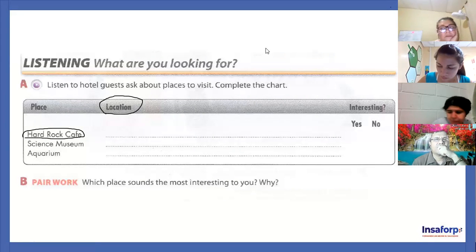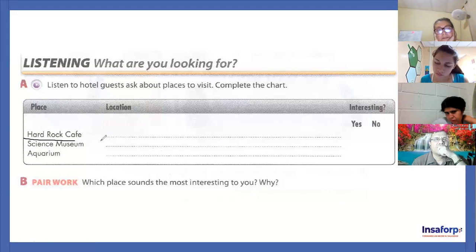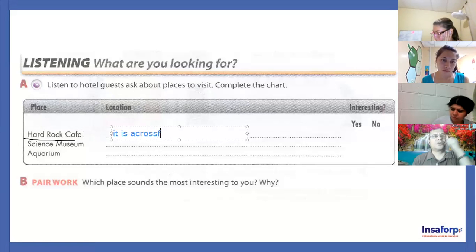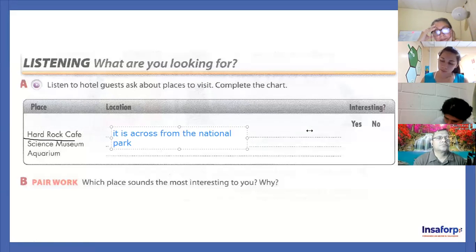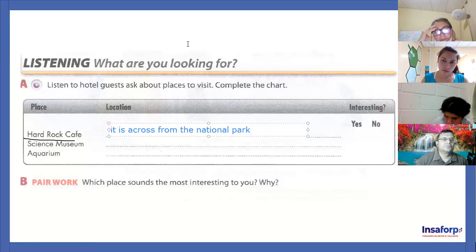Okay, guys, let's try to identify the directions, right? So where is the Hard Rock Cafe? Where is that? Across from the National... Yes, exactly right. It is across from the National... From the National Park, right? Okay, what about... Are they interesting? What do you think? Are they interesting for the Hard Rock Cafe?